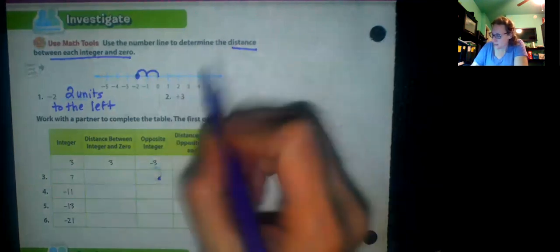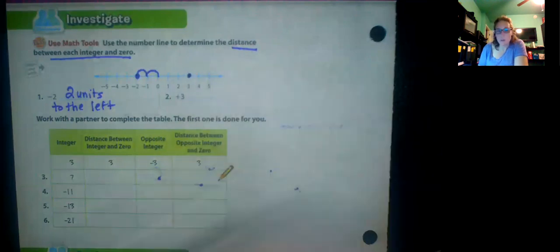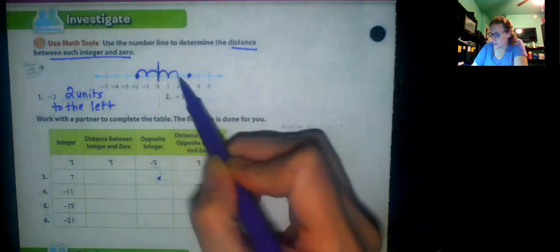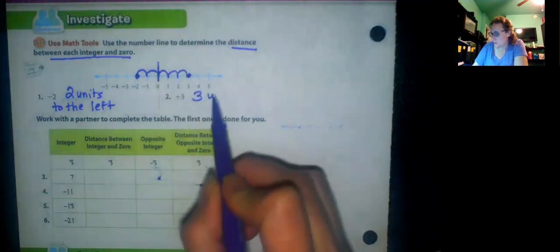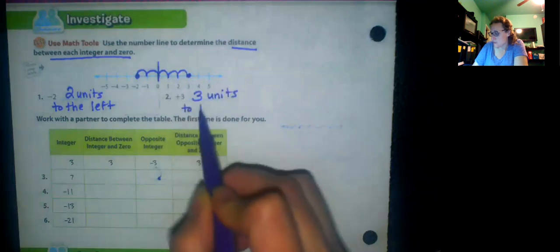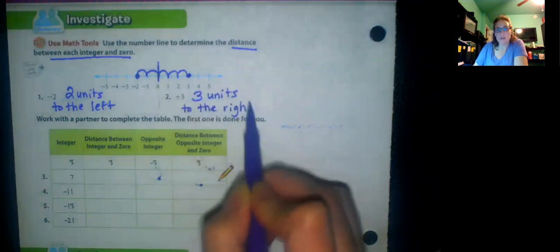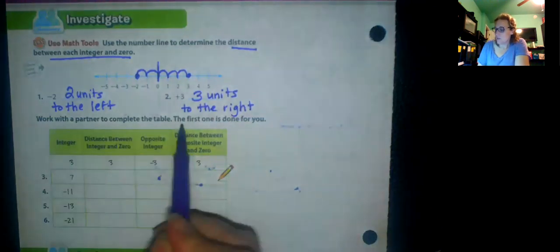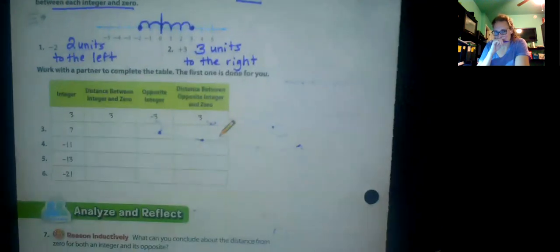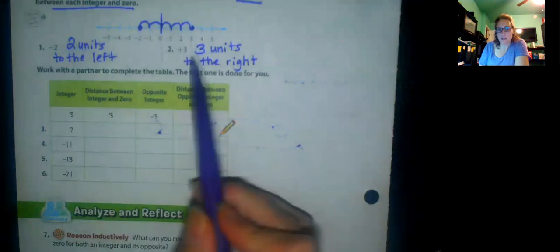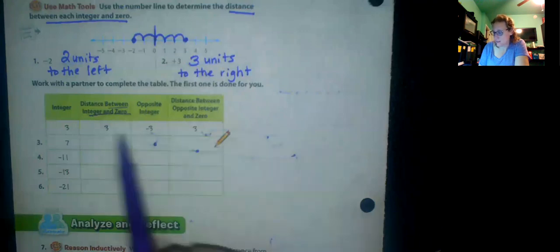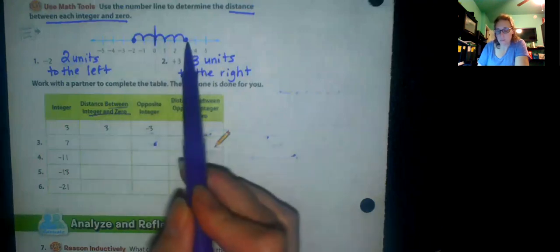Okay, let's look at the next one, positive 3. Again, we want the distance between that number and 0. So again, here's 0. Let's move 1, 2, 3. So we went 3 units to the right. This time we moved in the right direction. The first one of these is done for us. So the integer was +3, like we saw up here. The distance between that integer and 0 is 3. Remember, we counted the 3 units.